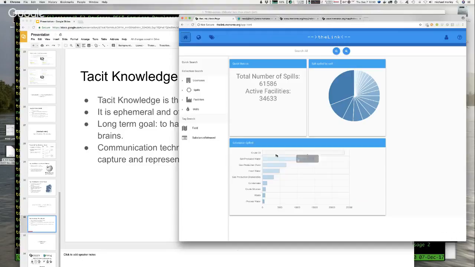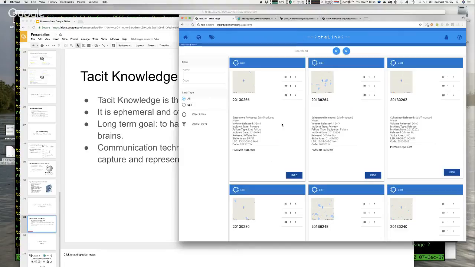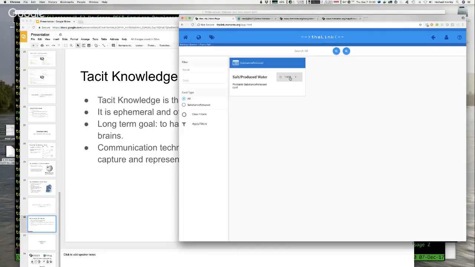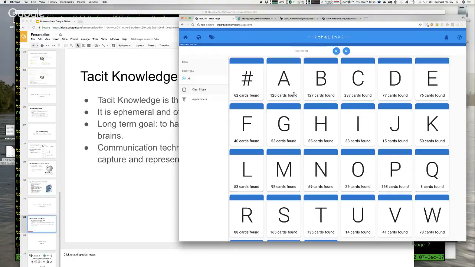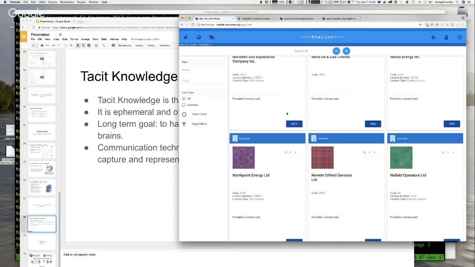Those queries then will bring back data associated with that. You can also run queries off the graphs and the little analytics panels here. These are fairly simple, but they will bring back data associated with the different cards. So these are all the different events associated with salt, produced water, that kind of thing. You can also browse to these things by different aggregates. In this little demo, we've just got them sorted by their names, just to make it easy to move around in.